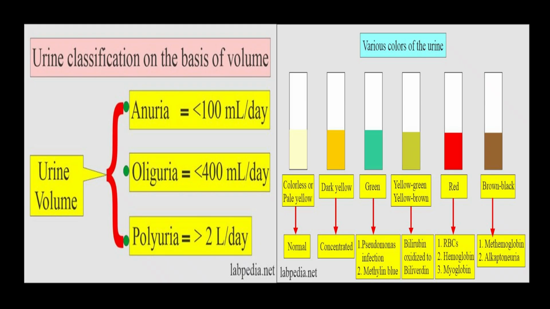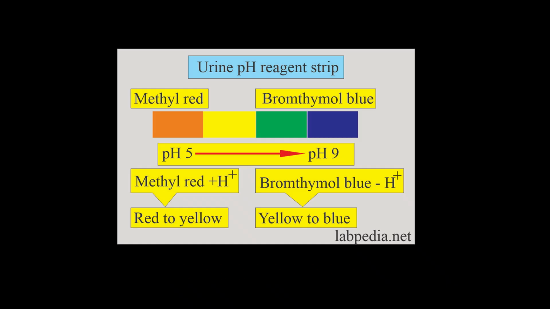Urine classification on the basis of volume: anuria, oliguria, polyuria. The various colors of urine: colorless, pale yellow is normal, dark yellow is concentrated, green may indicate infection or methylene blue. Yellow-green or yellow-brown may indicate biliverdin, red may indicate RBC, hemoglobin and myoglobin, and brown-black may indicate methemoglobin. The urine pH indicators are methyl red and bromothymol blue.